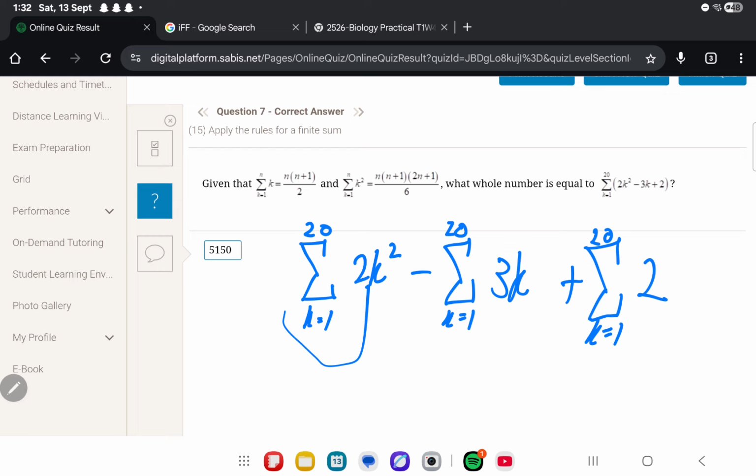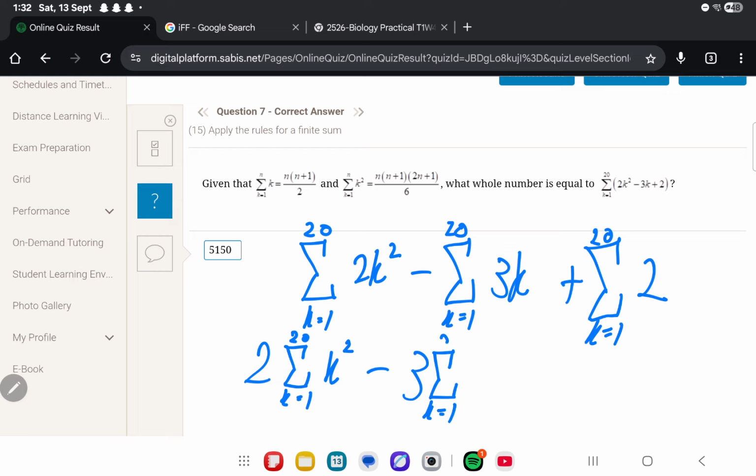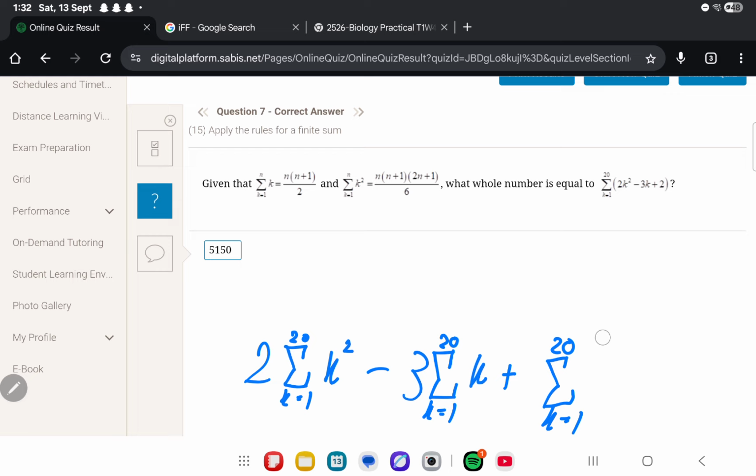Now the constant can be taken out. So it can be rewritten as 2 multiplied by the sum of k equals 1 to 20 of k squared, minus 3 into the sum of k equals 1 to 20 of k, plus this can stay the same because it's a constant. Now I don't need this at the top here. Perfect.